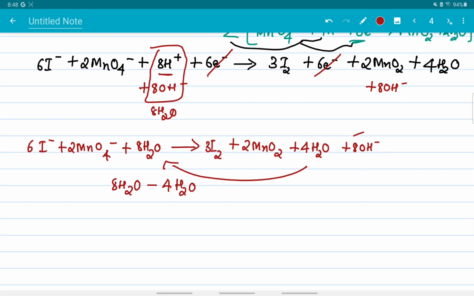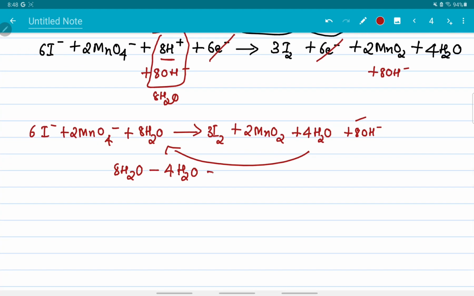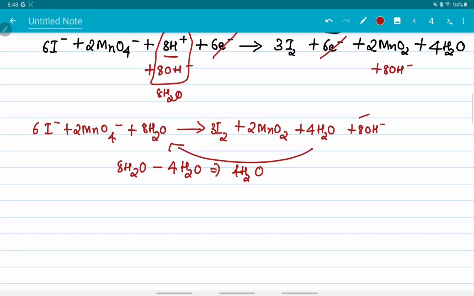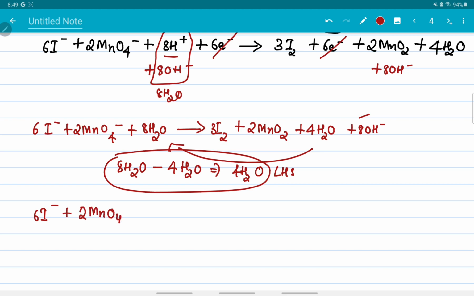Okay, so here this 4H2O will come on the left hand side and it will become minus 4H2O, and 8H2O minus 4H2O will give us 4H2O. Okay, so now with this, here comes our final equation. This is what is happening on the LHS. Because this 4H2O came on the LHS, it got subtracted and became overall 4H2O. So this becomes 6I minus plus 2MnO4 minus plus 4H2O.